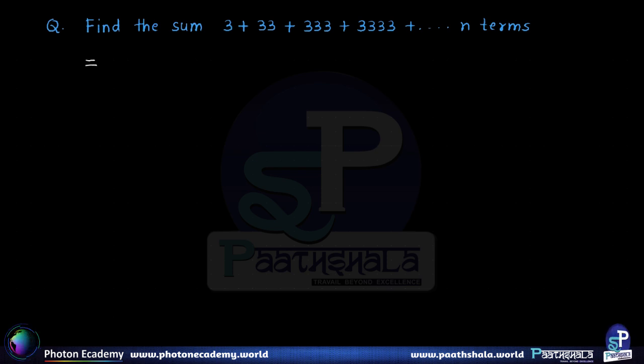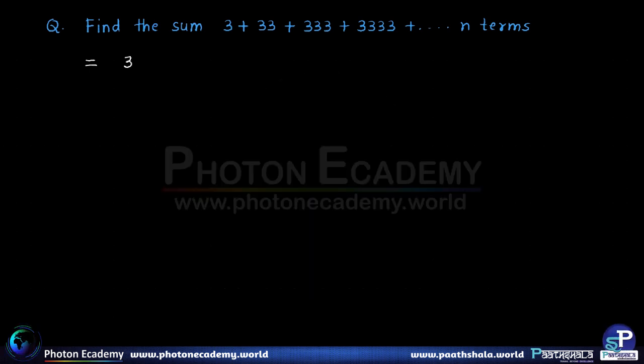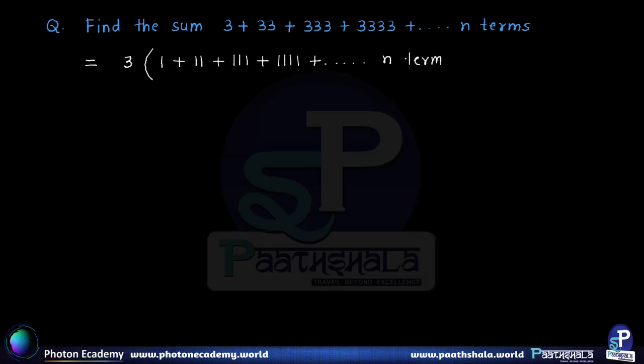it is all 3's, and as we have seen, first of all we have to arrange or adjust all 1's. So that means if we take 3 common from all the terms, we will definitely get 1 plus 11 plus 111 plus 1111 and so on up to n terms. Alright, so we have achieved the first step, that is we have got all the 1's.